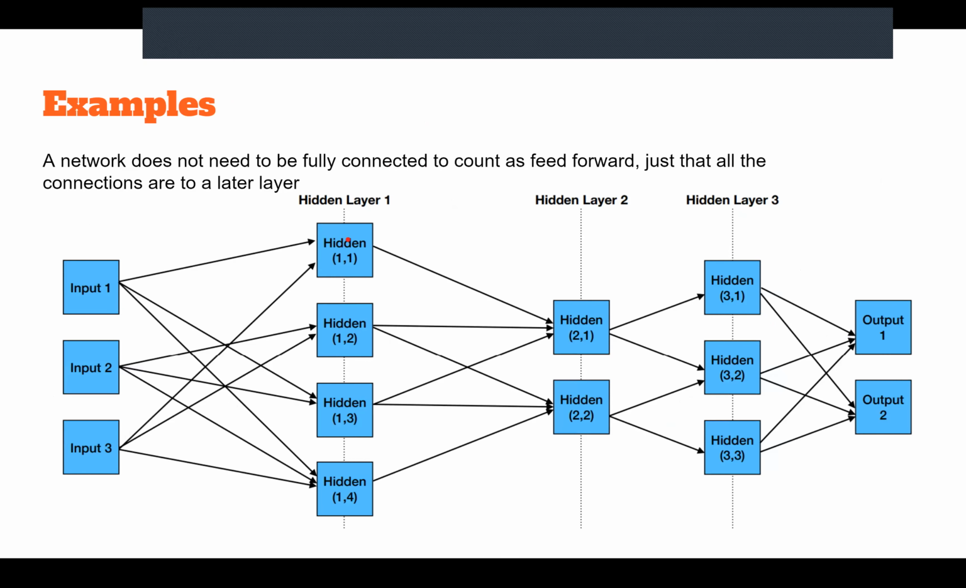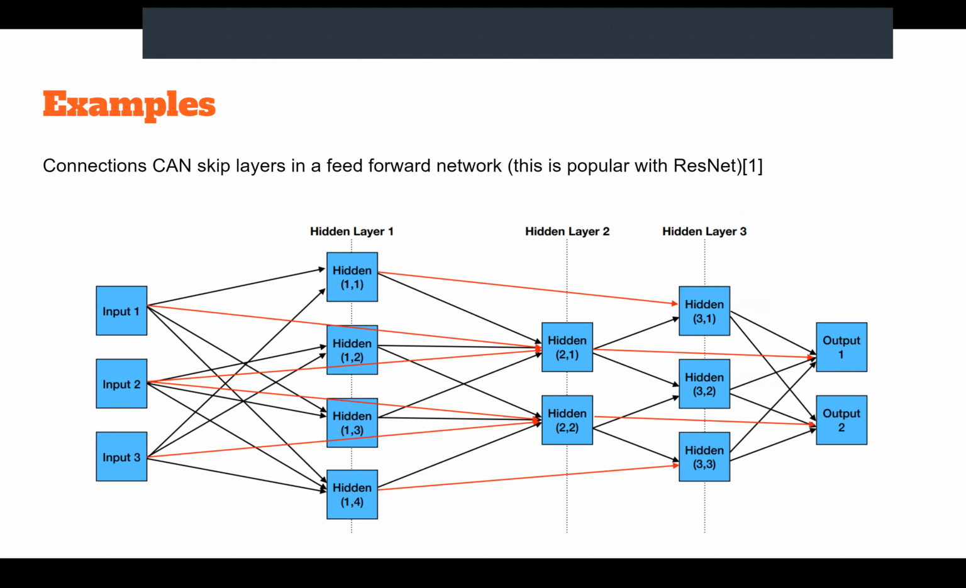This is just an example that I pulled from one of my previous classes. The network does not need to be fully connected to count as feed forward. You can have missing connections, it's fine. Moving ahead, you can even skip layers in the feed forward network. That is completely fine. The solid fact that you can't break is you can't have any connections that connect within the layer or that connect to previous layers.